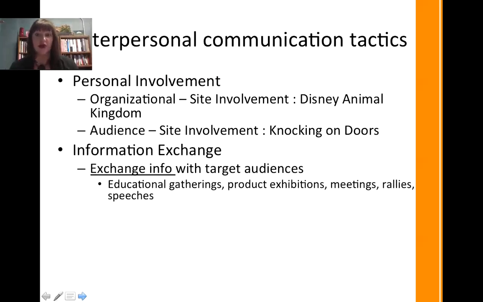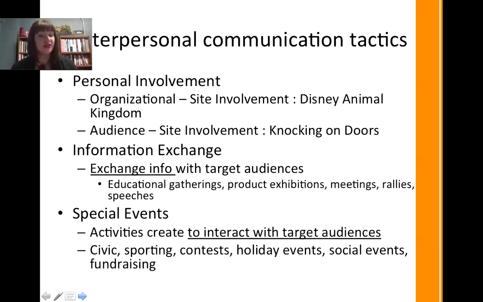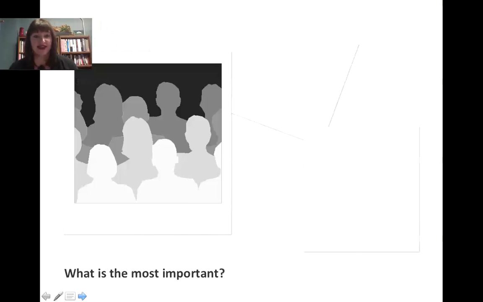Information exchange, so exchange information with target publics. Educational gatherings, product exhibitions, meetings, rallies, speeches. Again, I'm talking about interpersonal communication tactics that could be really effective for our extension agents. Special events, so activities to create interaction with target audiences. Civic, sporting, contest, holiday, or social events, or even fundraising events have an opportunity for that.